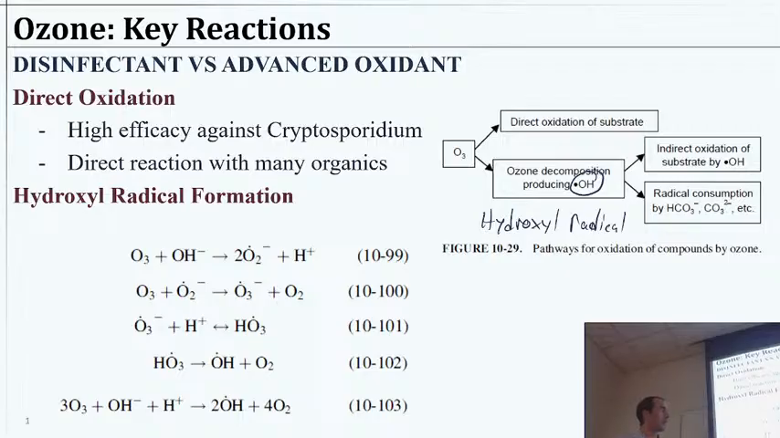We don't really need acidic conditions to start this off. We need the basic conditions. Okay, so basic conditions promote the formation of hydroxyl radicals when we're doing ozonation. So that's a key part of all of this.